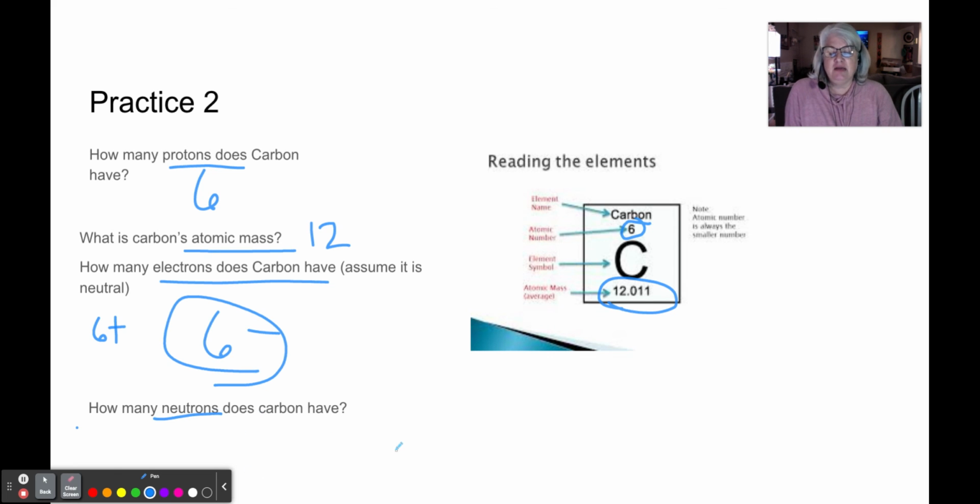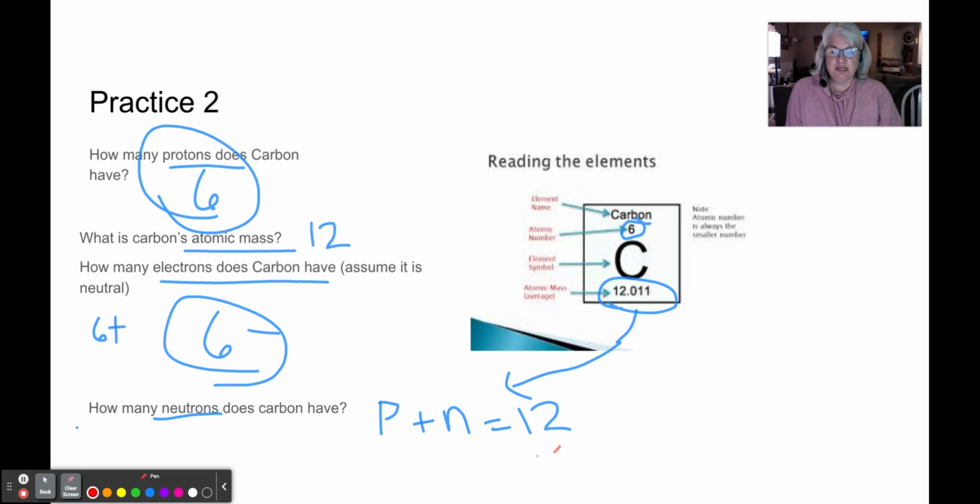And then finally, how many neutrons does carbon have? If you remember, the mass is equal to protons plus neutrons, okay? So we know that this equals 12. So the mass right here equals protons plus neutrons. Now I know I have 6 protons, so I can put 6 here. So I have 6 plus n equals 12. So all I gotta do is subtract. Oops, that should be a 12. So subtract 6, that means you have 6 neutrons.